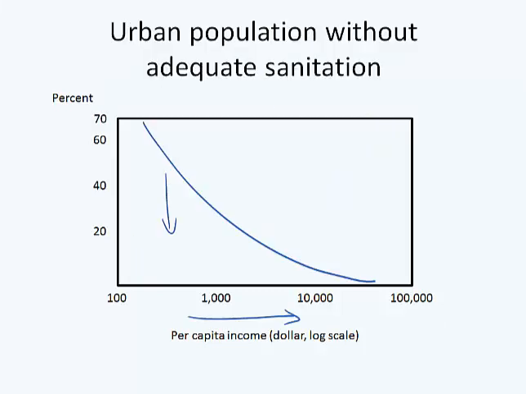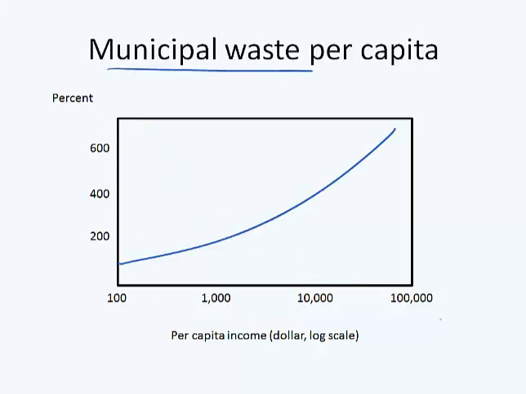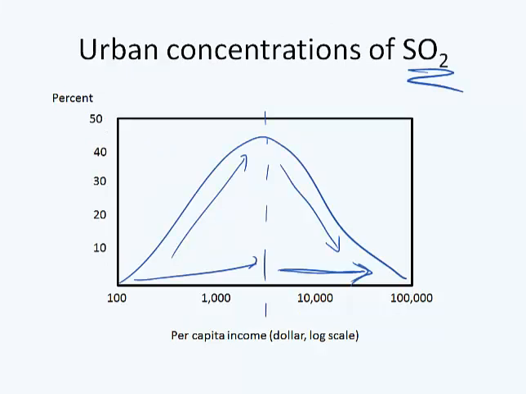So here we saw urban population without adequate sanitation. We saw that increasing our per capita income will solve this problem or address it, but not so with municipal waste, right? And half and half, so with urban concentrations of sulfur dioxide.